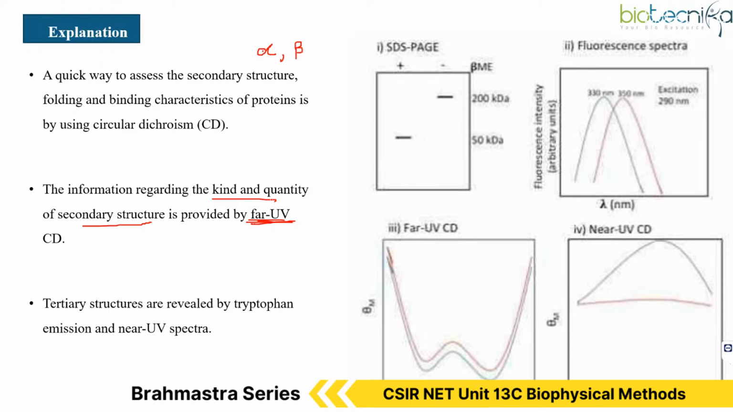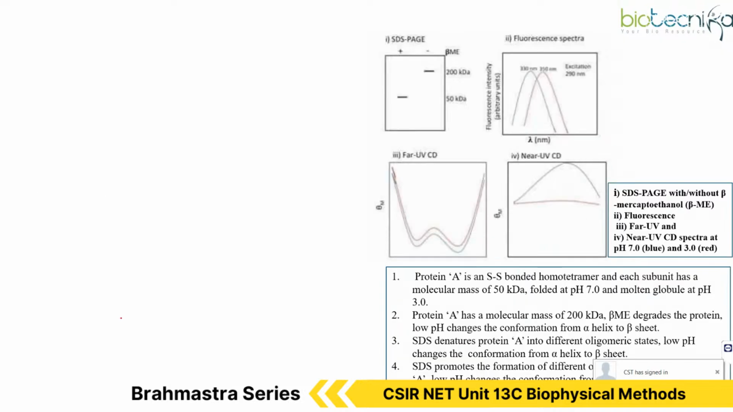Near UV spectra and tryptophan emission have both been used to determine the tertiary structure. Okay, so tertiary structures have been revealed by tryptophan emission and near UV spectra. Now let's go into detail and understand how these spectra can help us in determining secondary or tertiary structures, or how tryptophan emission can help in determining the structures.